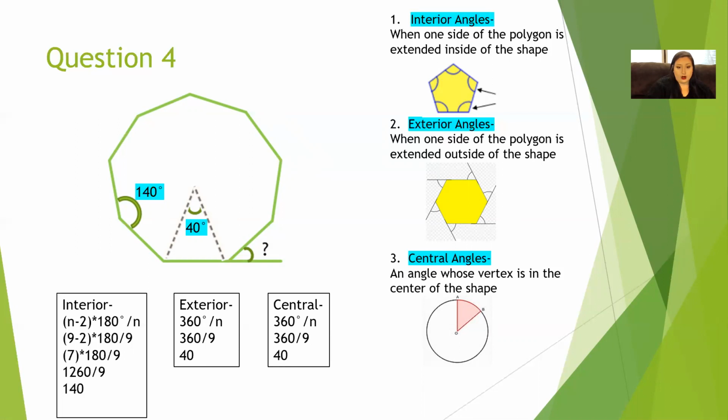And then our central angle is the same equation. So it's 360 degrees divided by n. And 360 divided by 9 is 40. So that's going to be the central angle, which I think I've labeled these wrong, but this one right here is the central angle, and this is the exterior angle, but they are equal to the same thing.